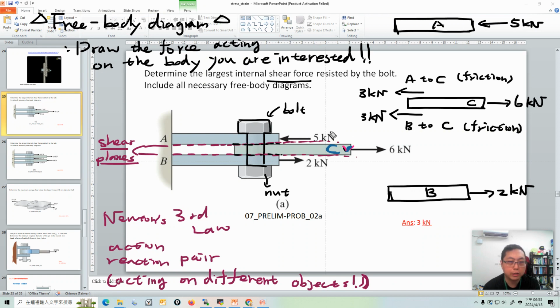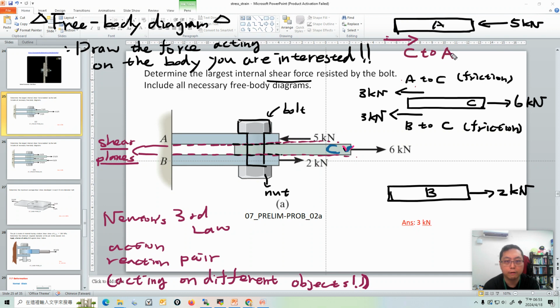Here we see, previously we said C experiences a friction from A and a friction from B. So there is a force A acting on C, and B acting on C. These two forces will have reaction forces in equal and opposite direction. For example, the A to C force has an equal and opposite force, which is C to A.